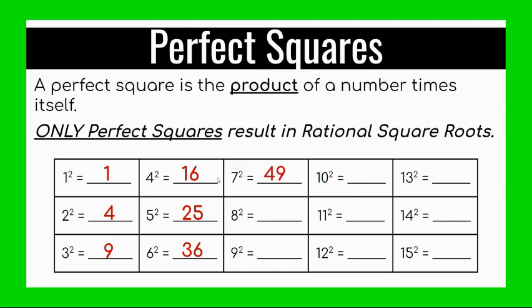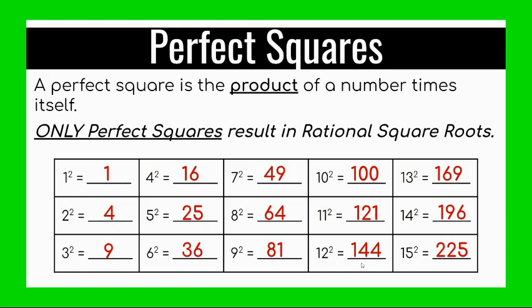8 squared, 8 times 8 is 64. 9 squared, 9 times 9 is 81. 10 squared, 10 times 10 is 100. 11 squared, 11 times 11 is 121. 12 squared, 12 times 12 is 144. 13 squared, 13 times 13 is 169. 14 squared, 14 times 14 is 196. And 15 squared, 15 times 15 is 225.